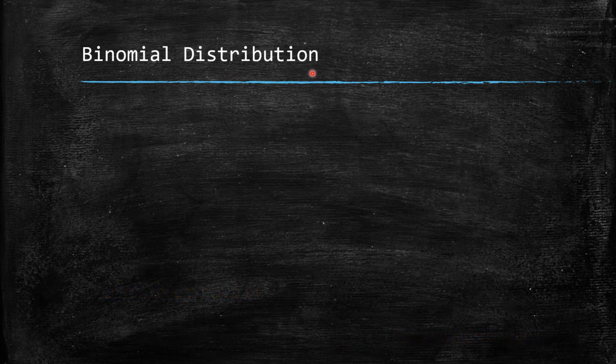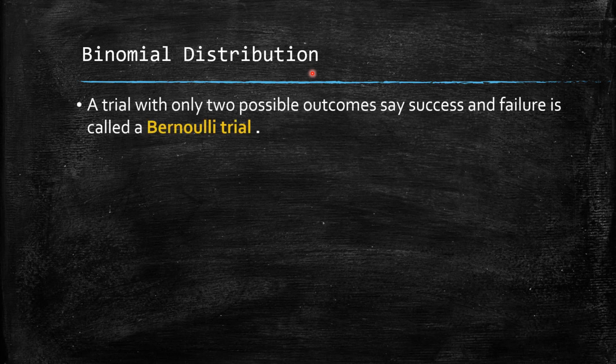Binomial distribution. Now consider a trial or random experiment which has only two possible outcomes. For example, tossing a coin, we can have either head or tail. Result of an examination: passing the exam or failing the exam. Manufacturing item: defective or non-defective. So this trial which has only two outcomes, we can call success and failure. Then the trial is known as a Bernoulli trial or binomial trial.